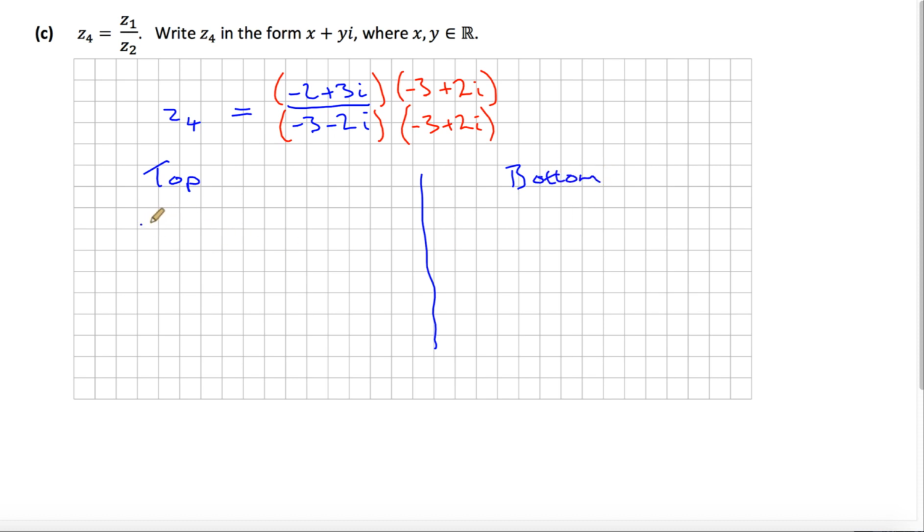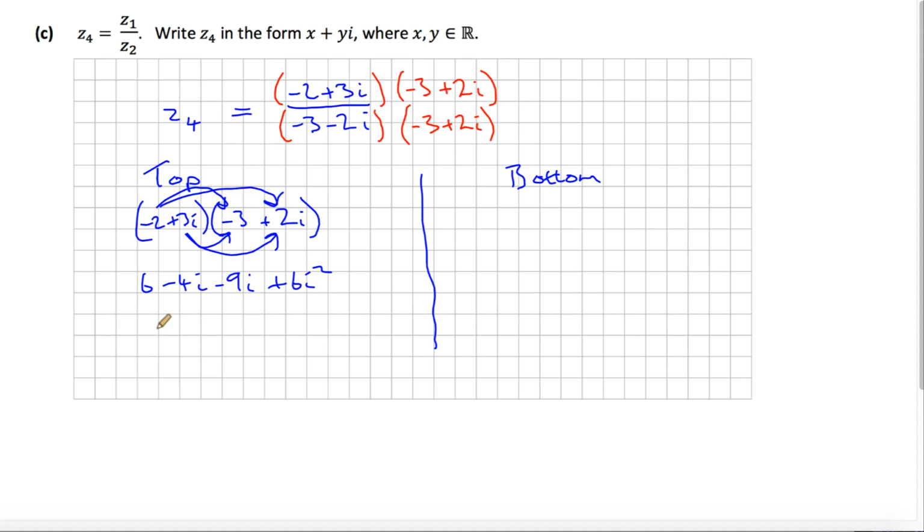Okay, so minus 2 plus 3i by minus 3 plus 2i. So we're going to multiply this out. Multiply the minus 2 by both and the 3i by both of these. So that's going to give me minus 2 by minus 3 is 6. Minus 2 by 2i is minus 4i. 3i by minus 3 is minus 9i. And 3i by 2i is 6i squared, positive 6i squared.